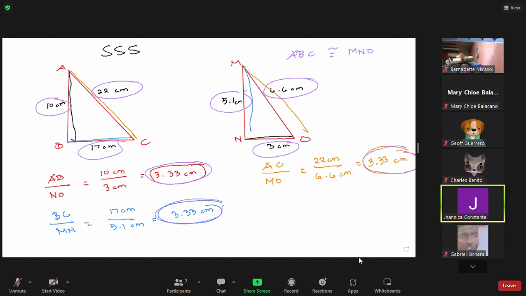measurement ni side. For example, can I clear the screen with this one? Okay na?